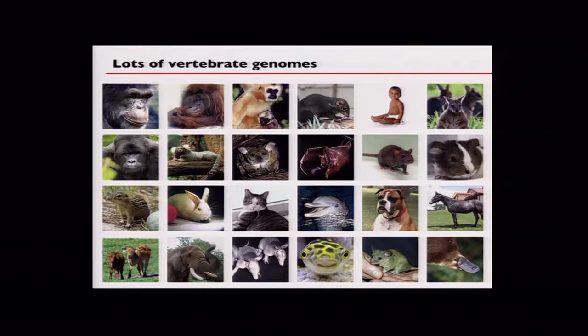Lots and lots of information. What have we learned from looking at all this information? From careful computational analysis of all this information, we learned that we were so far off on how many genes there are in the genome.